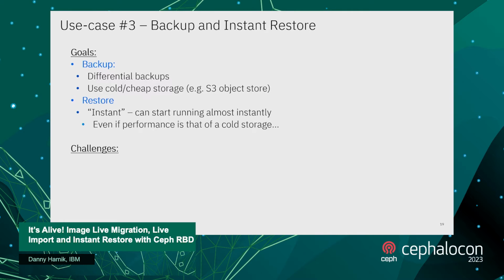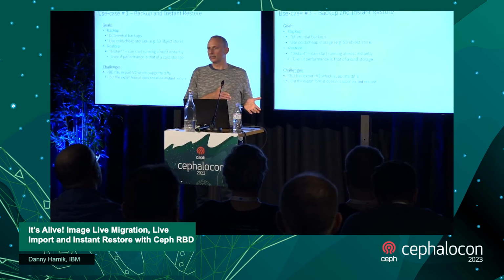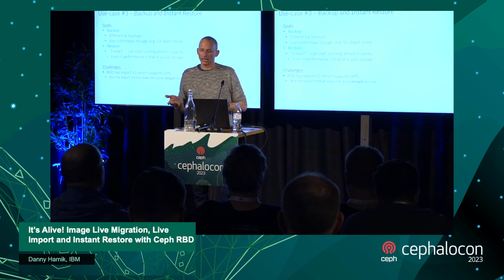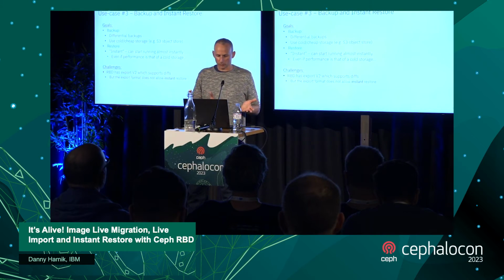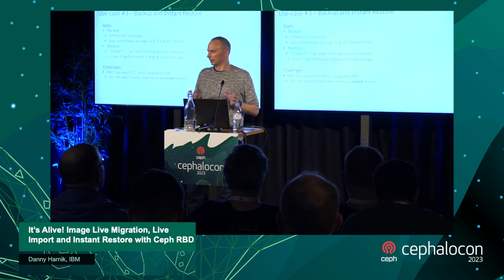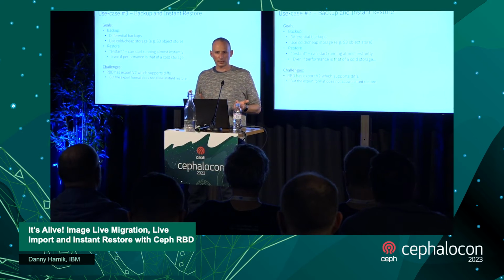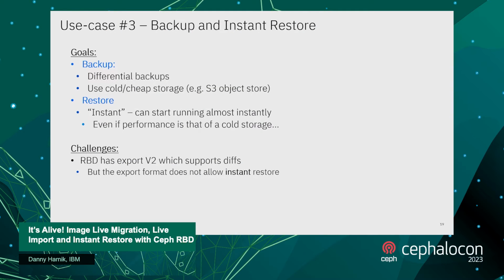So there are some challenges in actually doing this. The natural question is, how do you take snapshots out of RBD and back them up somewhere? And there's a tool for that. It's RBD export. There's version 2, which supports diffs. It's going to write stuff in its own format, and you can do import v2, and it'll bring things back up. And that's great. The problem is that it's not instant restore, and it cannot actually support instant restore.